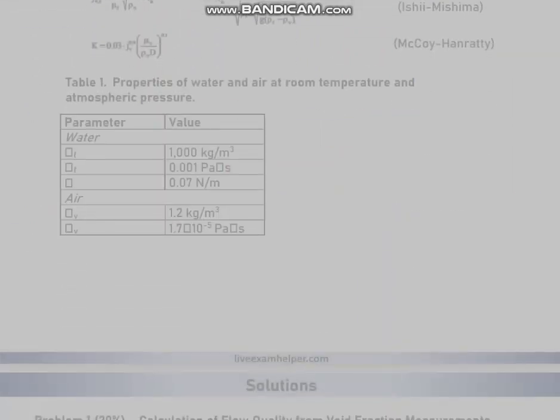Ishii-Mishima. McCoy-Hanratty. Table 1. Properties of water and air at room temperature and atmospheric pressure. Water: 1000 kilograms per cubic meter, 0.001 Pa·s, 0.07 N/m. Air: 1.2 kilograms per cubic meter, 1.7×10^-5 Pa·s.